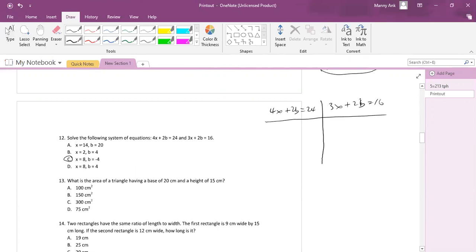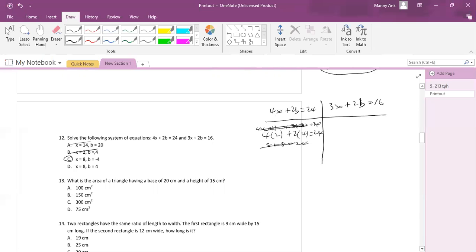All right, so if you look at the first one, 14 and 20, if I put 14 for x and then 20 for b, it's too big. It's like a big number. 4 times 14, very huge number, plus 2 times 20. It's not going to be 24, so I'm not going to waste my time. So ignore this. If you put in 2 and 4, 4 times 2 plus 2 times 4, will it be 24? This is 8 plus 8, that is not 24. No, this is not true. So again, this is not correct. So this is out.